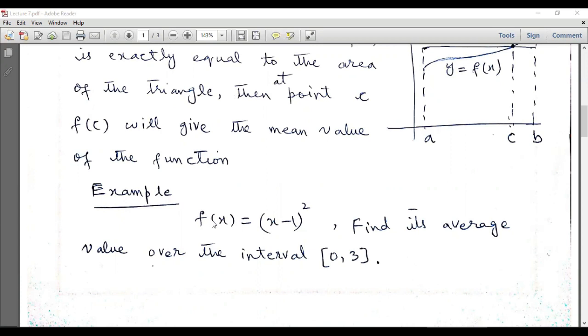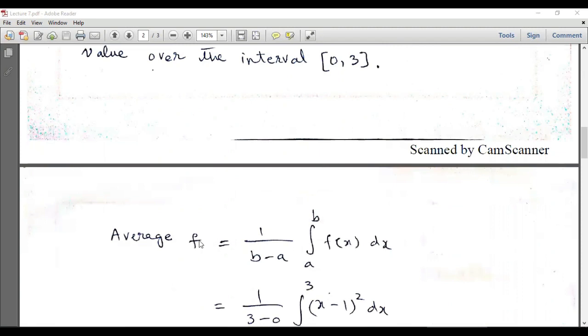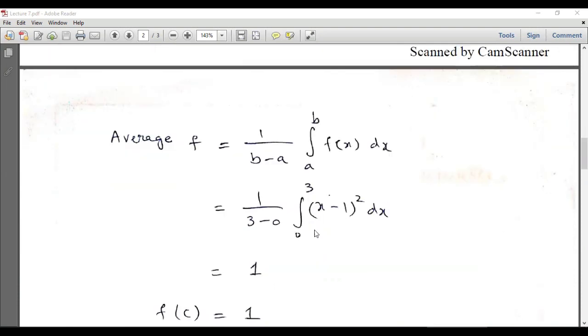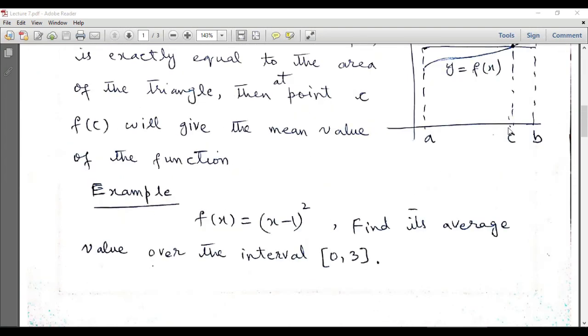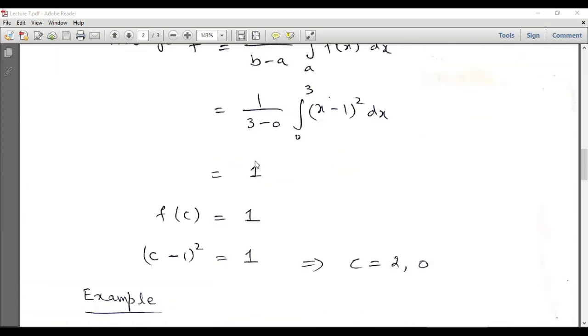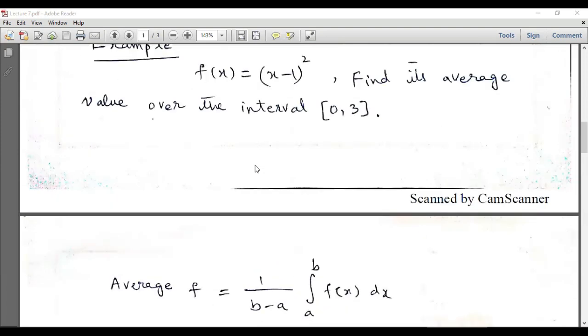In this example, we will come to know how the mean value can be evaluated. The function is given as (x minus 1) squared, and we have to find its mean value over the interval from 0 to 3. So let's integrate this function and divide it by 3. The average value of f is equal to 1 over b minus a times the integral from a to b of f of x dx. This is a simple integration, and after evaluating it, the average value comes out as 1. If we want to check at what value of x this mean value is obtained, we can set this answer equal to the function and calculate the value of x.